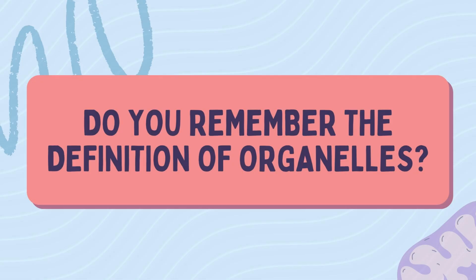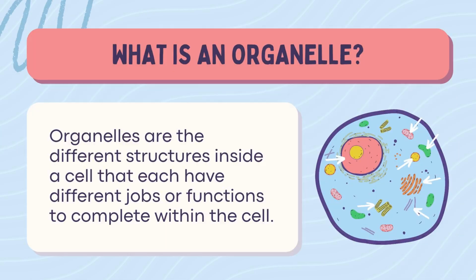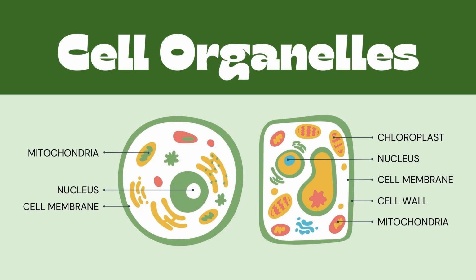Do you remember this definition of organelles? Organelles are the different structures inside a cell that each have different jobs or functions to complete in the cell. This is the diagram related to cell organelles. In plant cell: chloroplast, nucleus, cell membrane, cell wall, mitochondria. But in animal cell, only mitochondria, nucleus, and cell membrane.